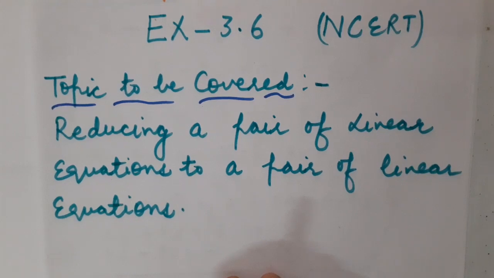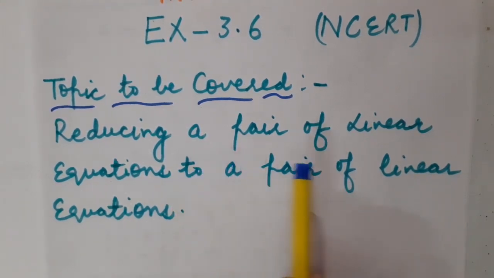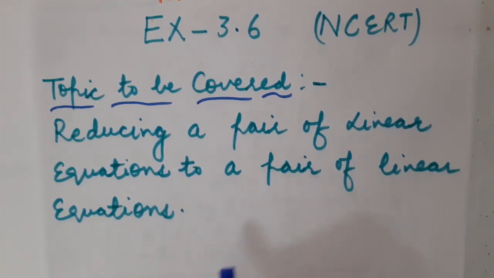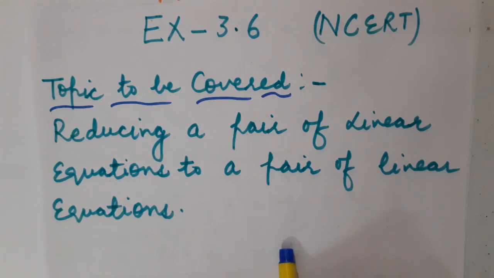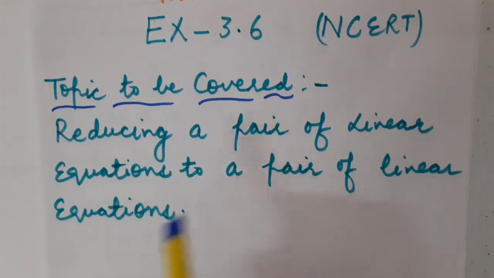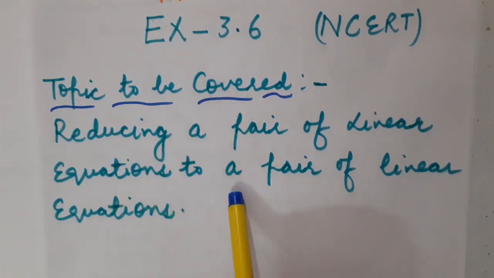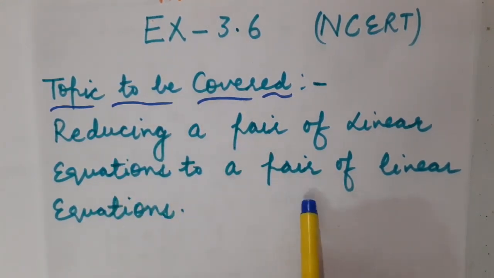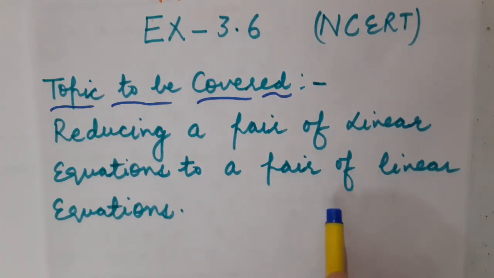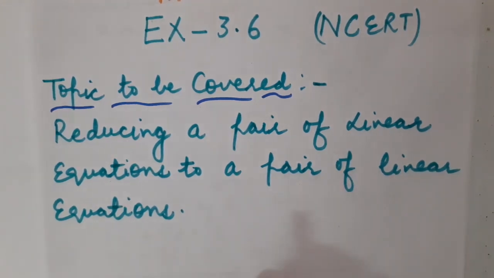Children, what does it mean? It means you will be given a pair of linear equations in two variables in the statement, and you have to convert it into another pair of linear equations. Means in the statement you will not be given the generalized form of a pair of linear equations. So while reducing or converting it, you have to convert it into another pair of linear equations which will be the generalized form of a pair of linear equations in two variables.